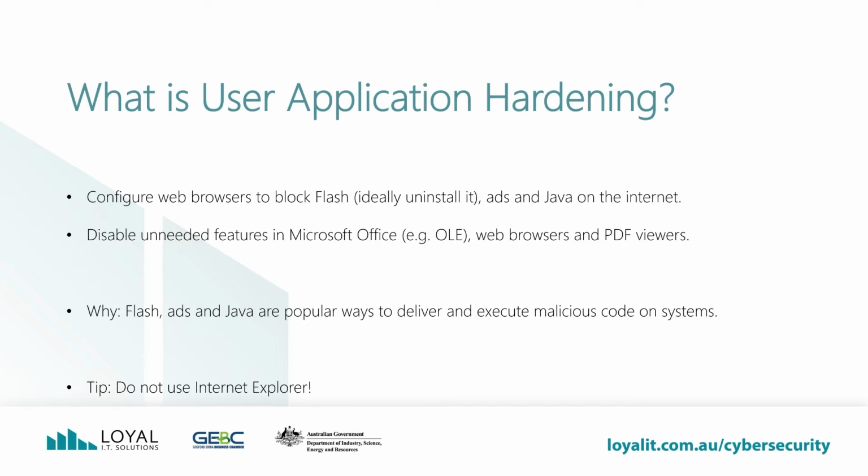Disable unneeded features in Microsoft Office, for example OLE, web browsers, and PDF viewers. Why should we do this? Well, Flash, ads, and Java are popular ways to deliver and execute malicious code on systems without the user necessarily knowing that it is happening. These are popular vectors because Flash and Java have been known to have critical vulnerabilities in just about every release, and historically, web browsers have been the same.